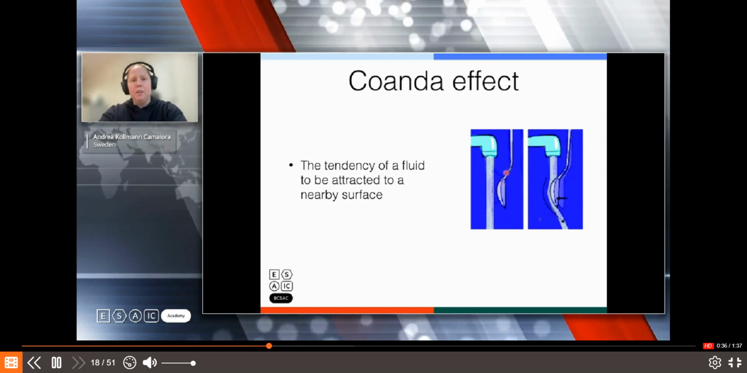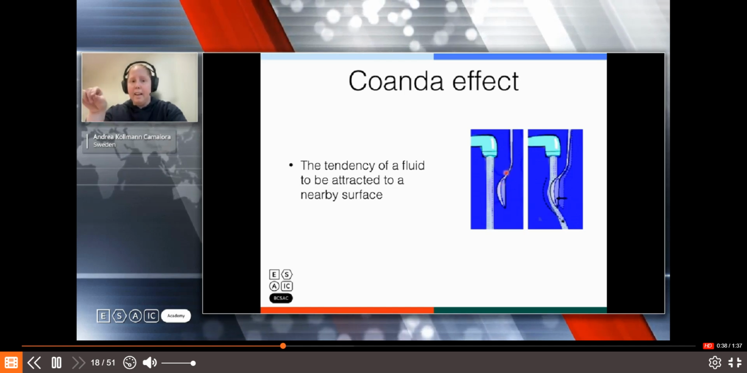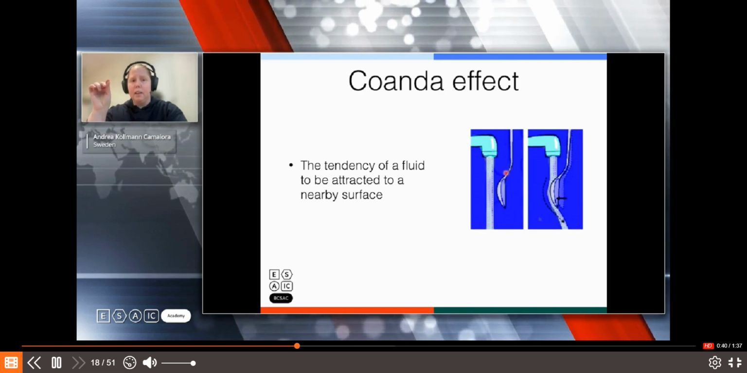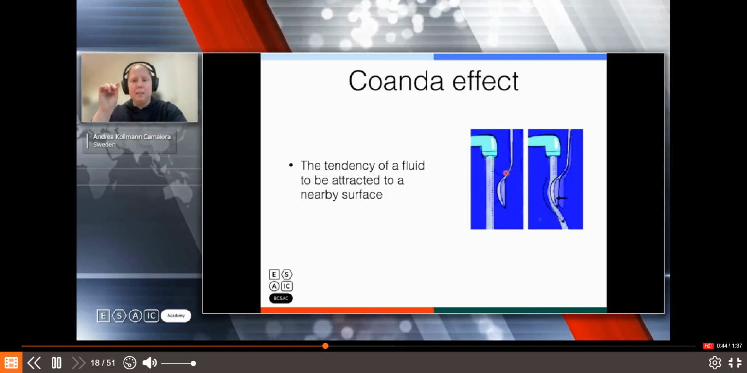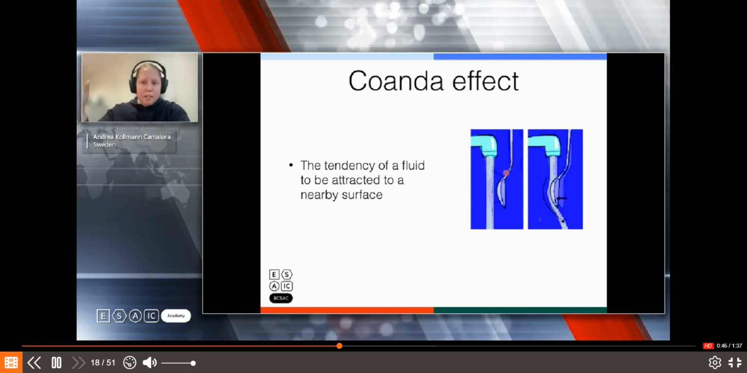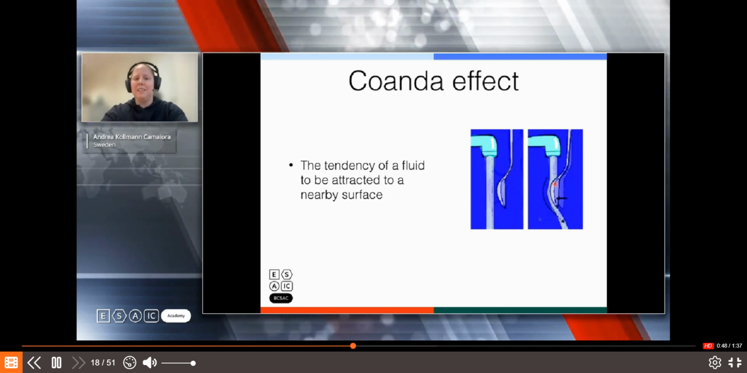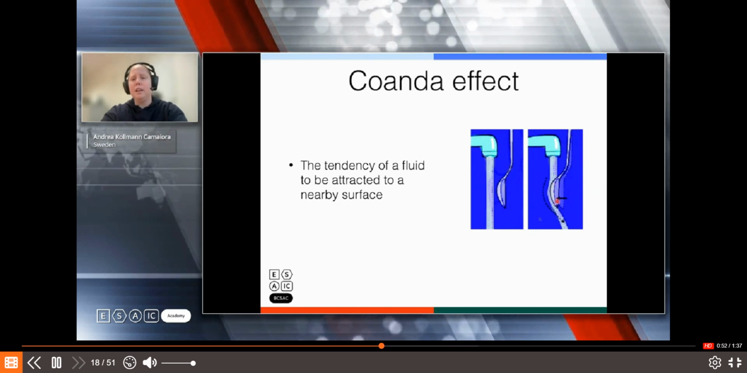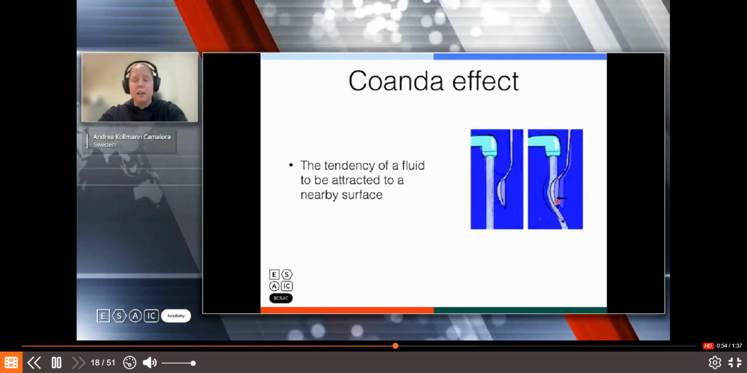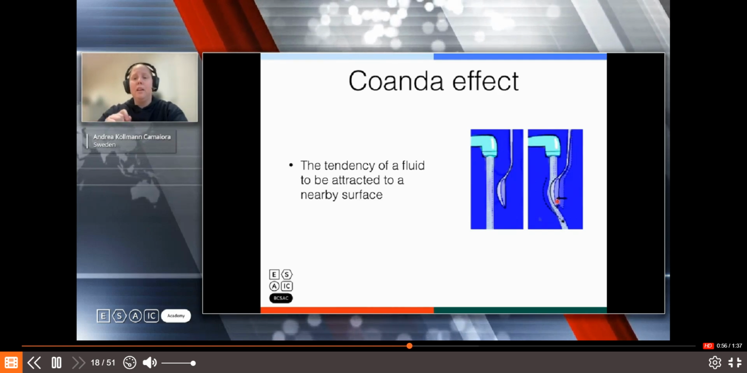The spoon creates an angle, and the Coanda effect states that there is a tendency of a fluid to be attracted to a nearby surface. So it just gets attracted to the spoon and you can change the direction of the flow. And you are telling me, but why do I need to know this? Well, I'll tell you two good applications.